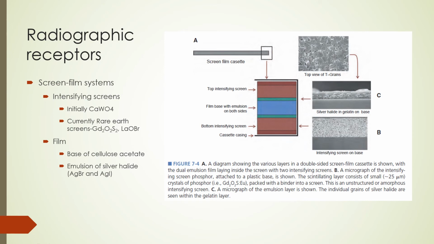Screen film systems consist of a light-sensitive emulsion sandwiched between two intensifying screens. Screens were historically made from calcium tungstate, but it's more common now to have rare earth screens made of gadolinium or lanthanum. The light-sensitive film is made of a base of cellulose and an emulsion of silver halides. This figure shows a diagram of a cross-section of a screen film system as well as micrographs of an emulsion layer showing some silver halide grains.